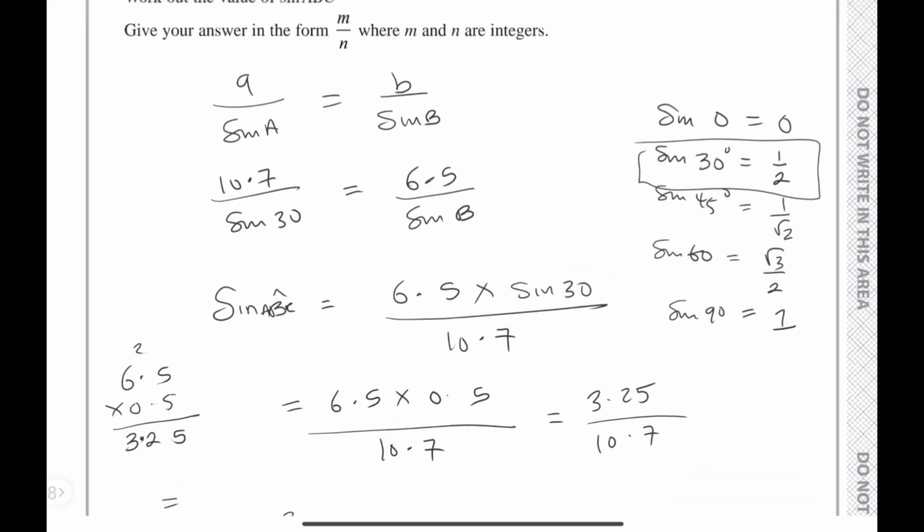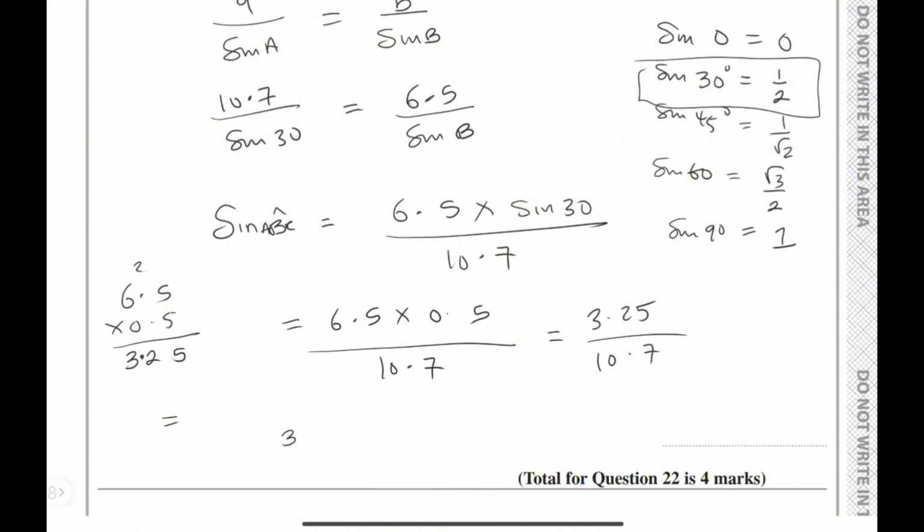We're asked to leave our answer in the form m over n, where both are integers. So let's multiply the numerator and the denominator by 100. That will be 325 over 1070, which is equal to, 5 goes in 32 6 times, remainder 2, 5 in 25 is 5, 5 goes in 10, that is 2, 5 goes in 7, that is 1, remainder 2, and 5 in 20 is 4.